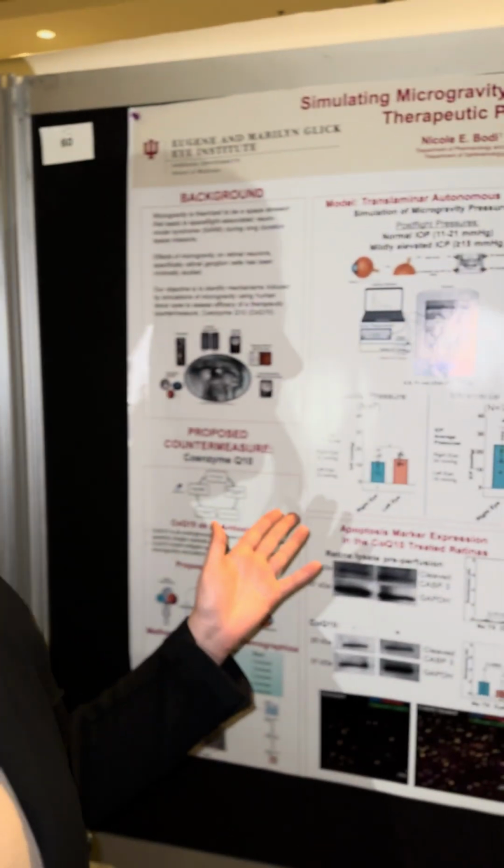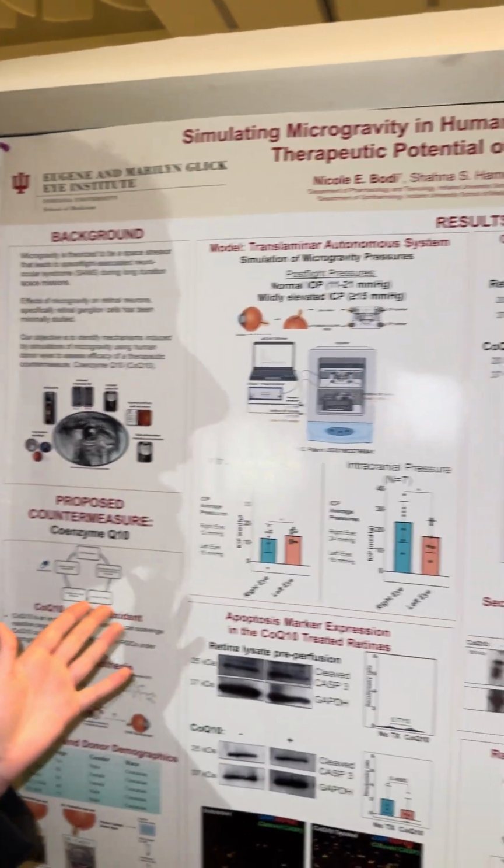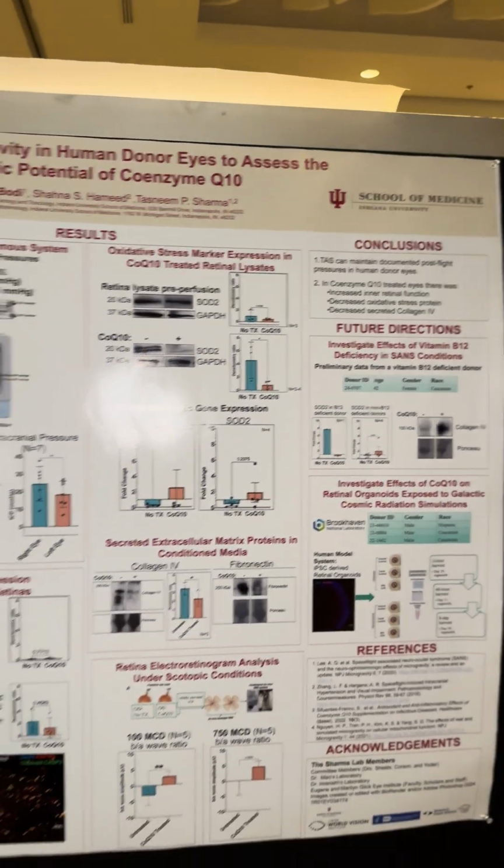Hi, I'm Nicole Bodie. I'm a fourth-year grad student at Indiana University School of Medicine in Indianapolis, Indiana. And I'll be presenting my research on the human donor eyes under simulated microgravity. As we know, SANS is a main factor of vision changes in astronauts. And so we're interested in looking at how we can recreate elevated intracranial pressure in these astronauts so we can evaluate changes of SANS, specifically looking at oxidative stress markers, as well as looking at our therapeutic coenzyme Q10, which is an antioxidant, to try to mitigate these SANS effects.